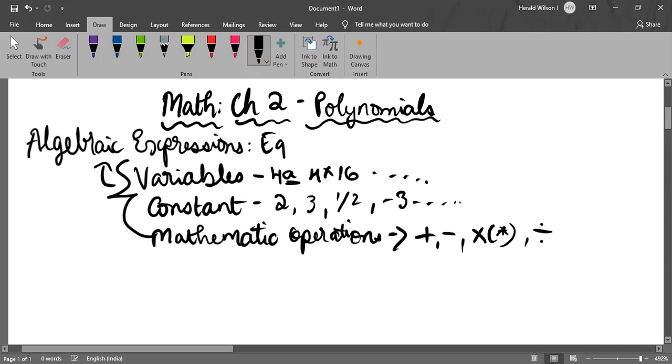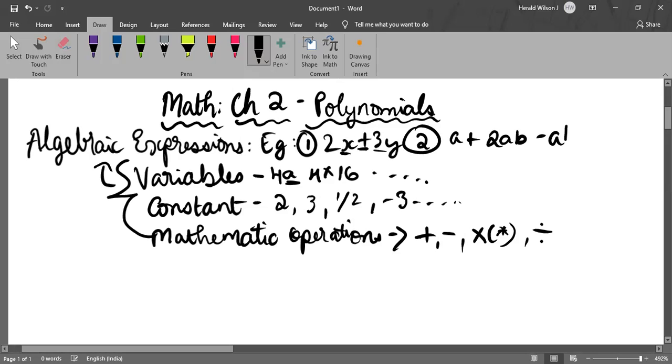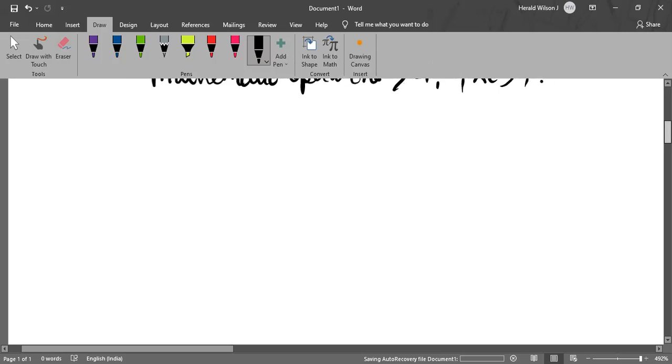Example of this is, first one, 2x plus 3y. You see, we have a plus sign, we have variables, we have constants, and all of that. Then a second example, a plus 2ab minus ab square. Okay, so this is also another example. So I hope you all understood what is an algebraic expression.